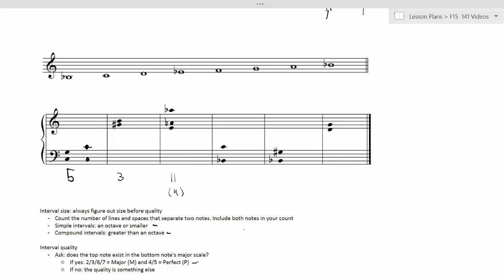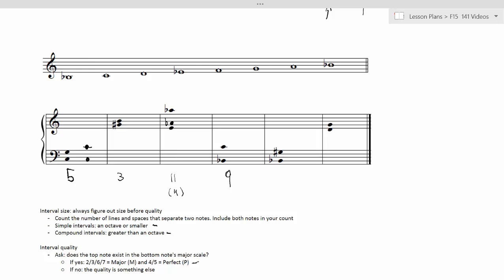Okay, so what do I mean? Does the top note exist in the bottom note's major scale? Let me show you that. So here we've got B flat up to C. The first step in figuring out the interval's name is always to figure out the size first, so that's what I'm going to do first without worrying about the quality. So I'm just going to count. B flat is 1, 2, 3, 4, 5, 6, 7, 8, 9. Okay, so I've got a ninth here, another compound interval.